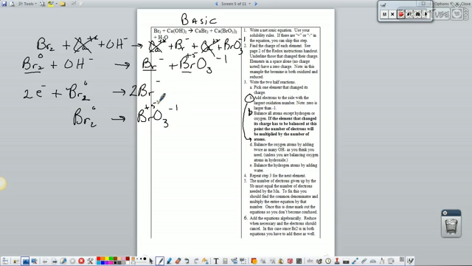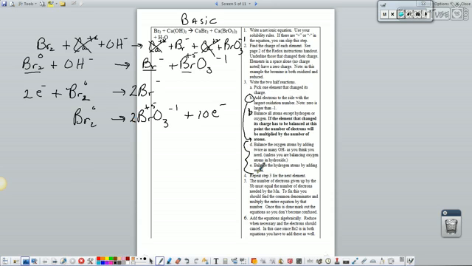So balance all of the atoms except hydrogen and oxygen. Br, there are 2 here and 1 here. I have to have a 2 to balance those. Now I'm going to balance the electrons by adding electrons to the side of the bigger. Well, I have 2 times 0 equals 0, and 2 times +5 is +10. So it's going to take 10 electrons for that to happen. Now I have 0 is equal to 2 times +5 minus 10 is equal to 0.